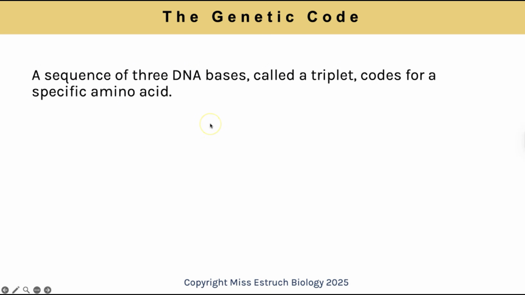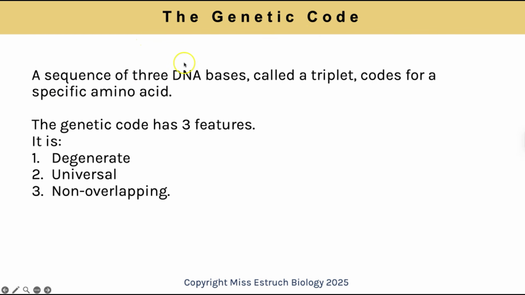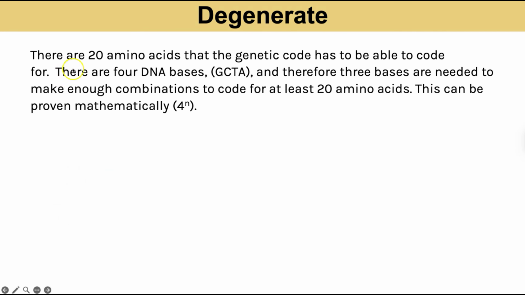A sequence of 3 DNA bases is a triplet, and that codes for a specific amino acid. And that is the fundamentals of the genetic code. There are 3 features of the genetic code that you need to know as well. The genetic code is degenerate, it's universal, and it's non-overlapping.